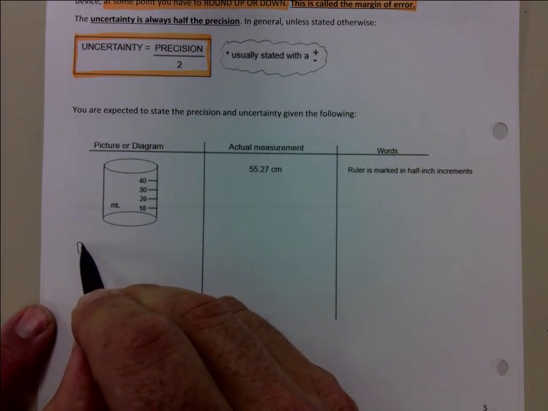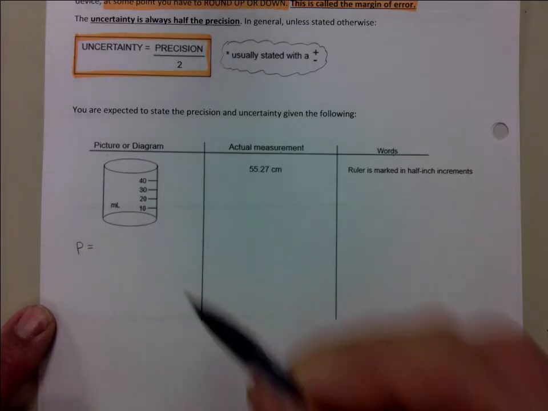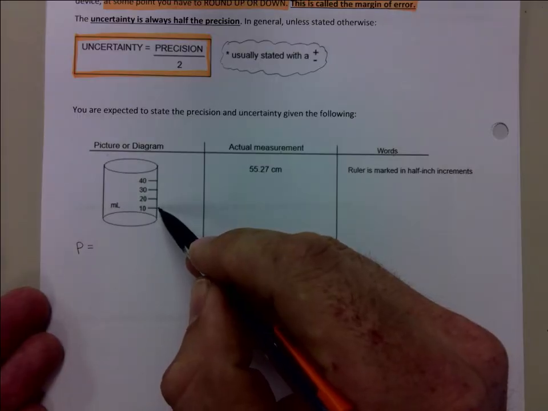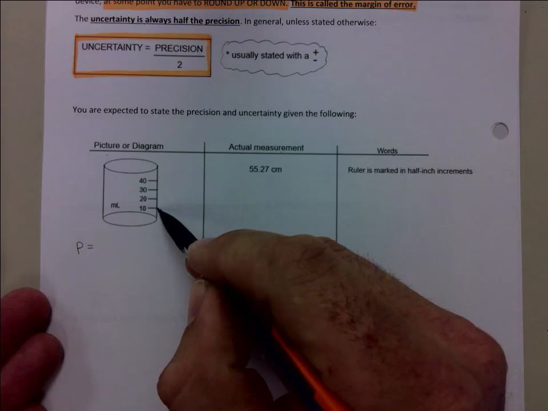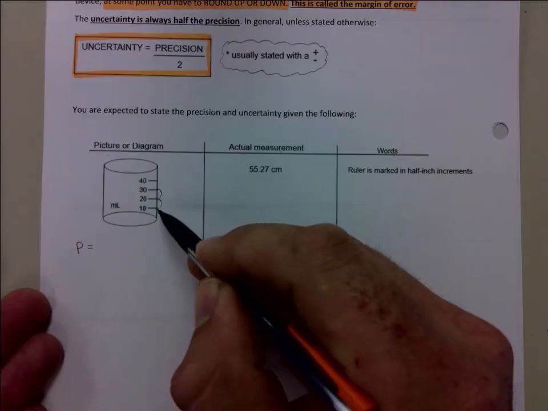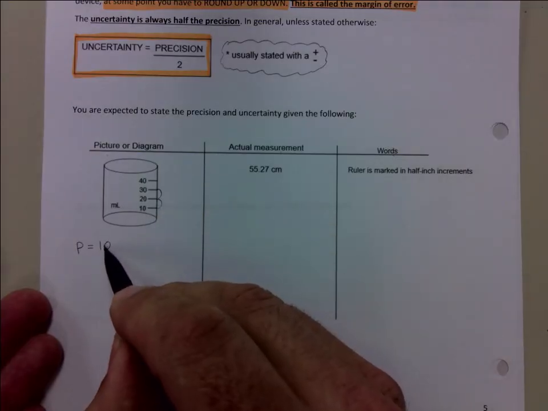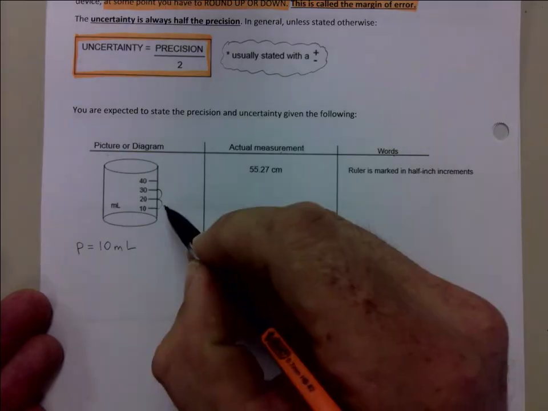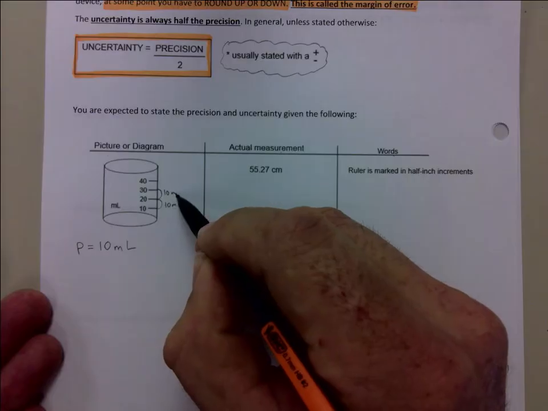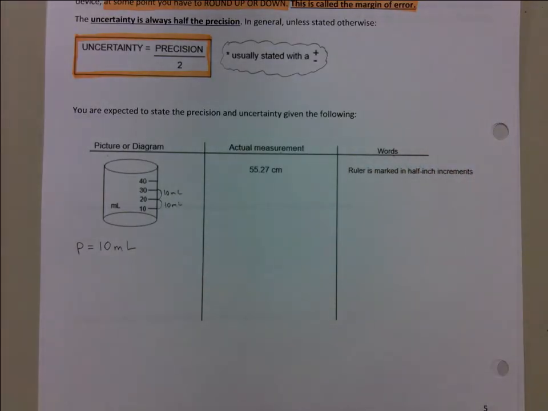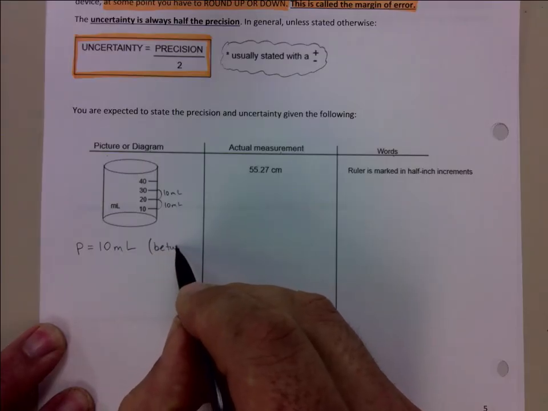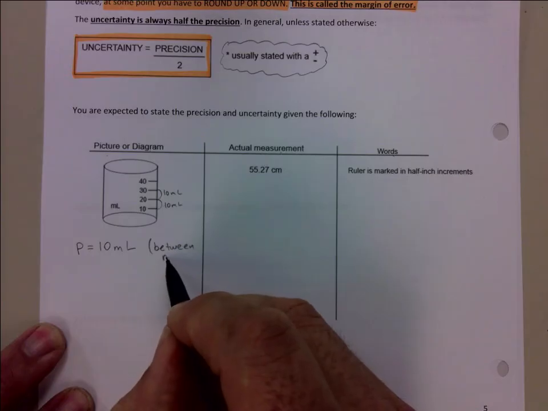The precision for this particular container: what is the smallest from marking to marking that I'm going up by? 10. It's very easy, right? This is just 10 milliliters. And put down that there's a 10 milliliter gap between markings, okay? I will write this down. Between markings.